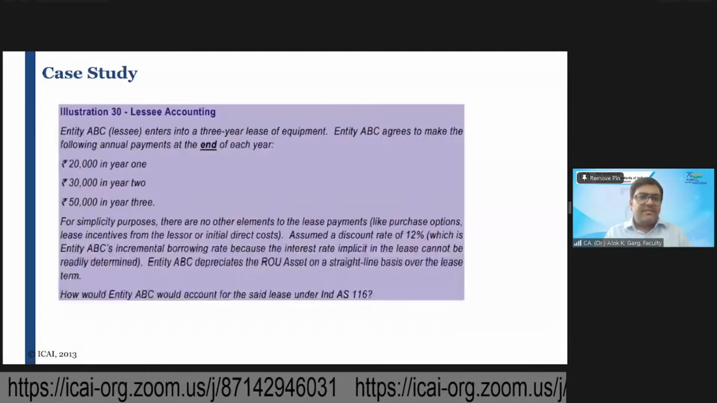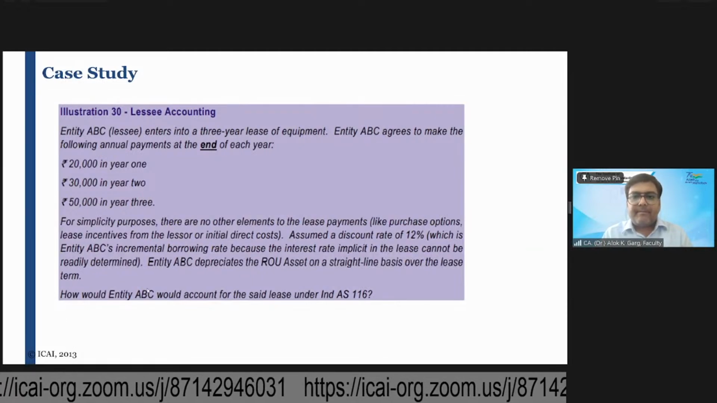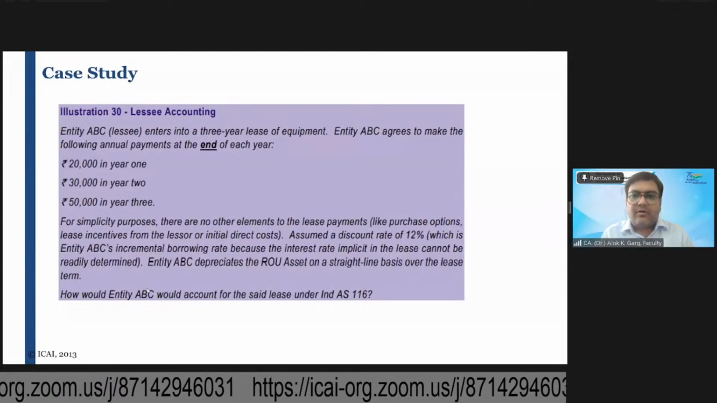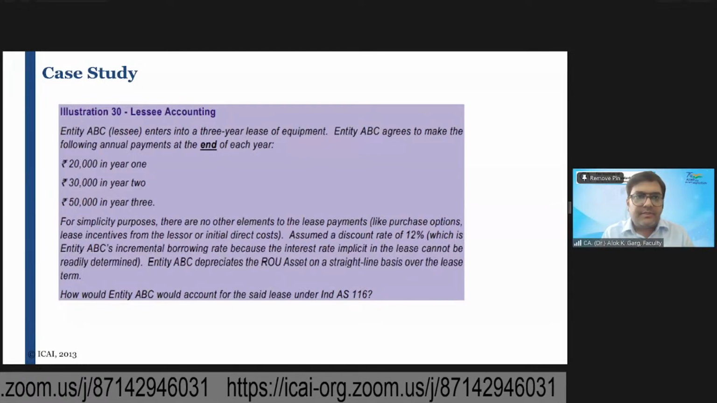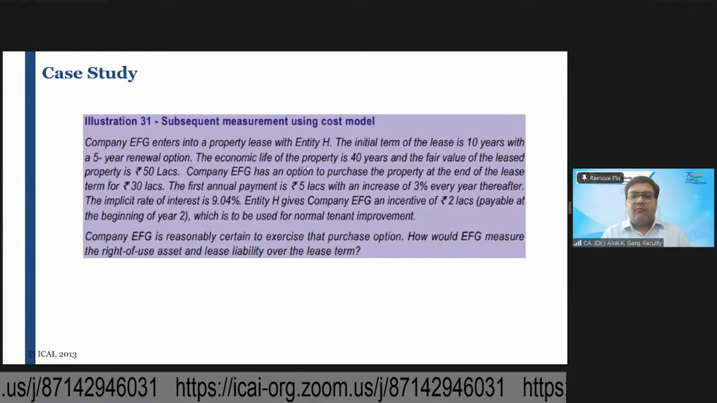Let's discuss this case study, illustration number 31.